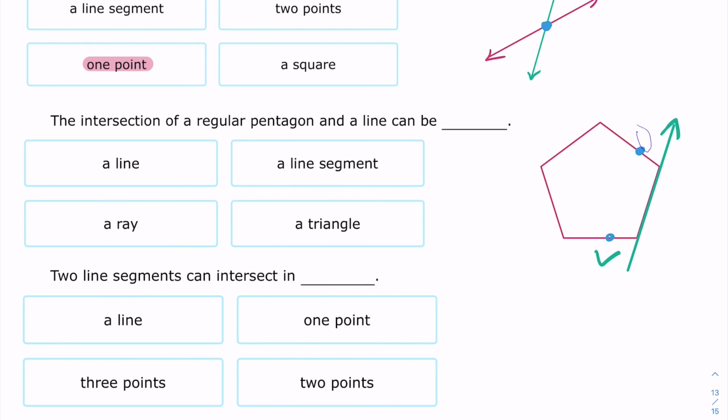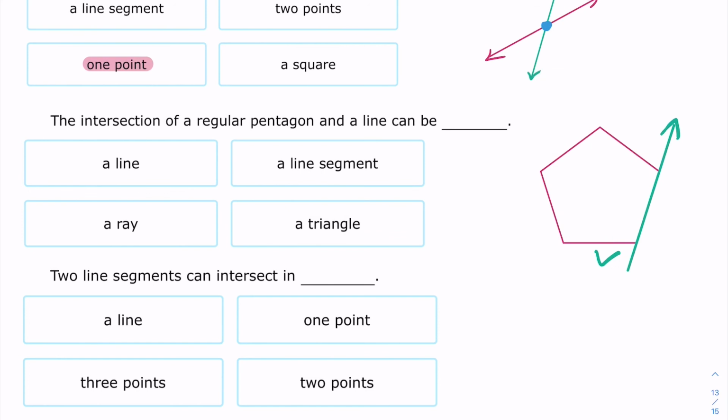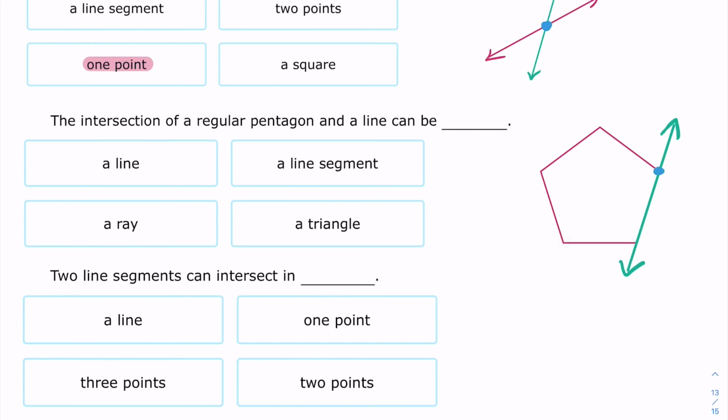Let me erase that and that. And here's my line segment that's going to intersect from there to there. So that's also another option. Again, it's based on the given options here. It's not a line, ray, or triangle. So that's a line segment.